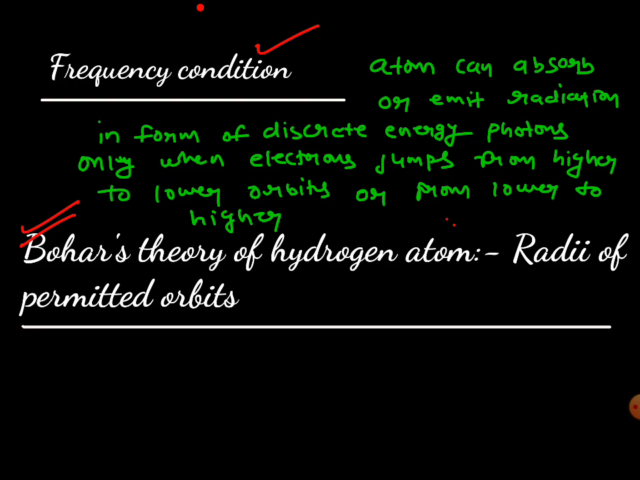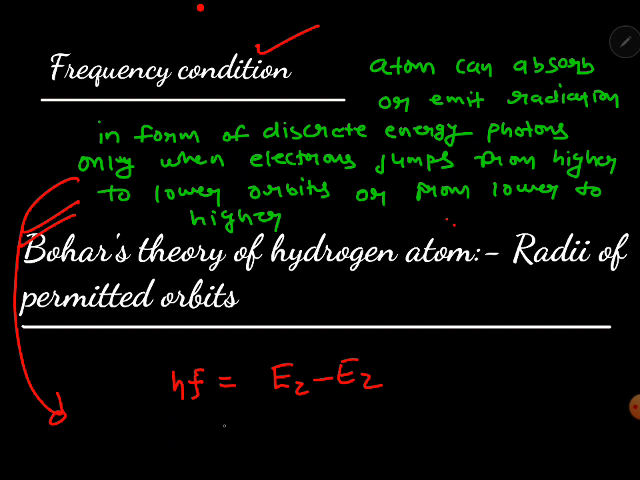And the famous frequency condition of Bohr's atomic model was h times frequency is equal to E2 minus E1. This is the difference between the energies of two orbits or two states. This is also called Bohr's frequency condition.